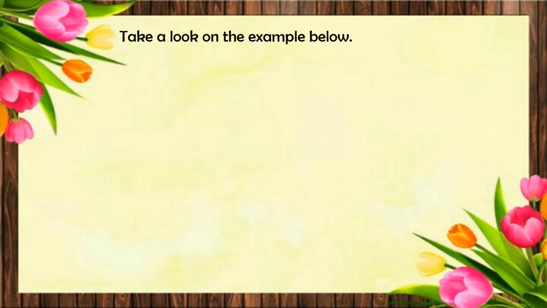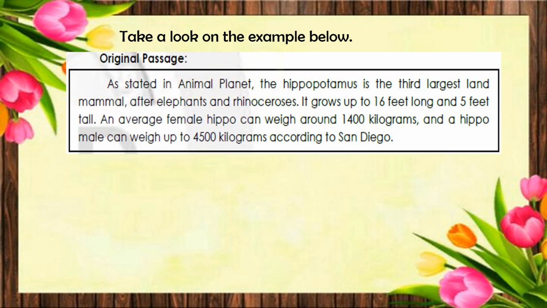Take a look at the example below. This is the original passage. As stated in Animal Planet, the hippopotamus is the third largest land mammal after elephants and rhinoceroses. It grows up to 16 feet long and 5 feet tall. An average female hippo can weigh around 1,400 kilograms, and a male hippo can weigh up to 4,500 kilograms according to San Diego.